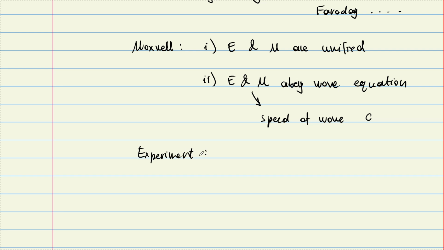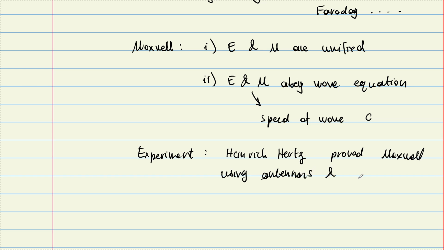An experiment for this Maxwell prediction came from Heinrich Hertz. Okay, I may have a hard time pronouncing his name, and he's the guy who invented antennas, right? Radio waves, antennas. I think we are in the digital age. Nobody is using radio waves now, but I think they are still used. And he invented those to prove Maxwell equations. So, proved Maxwell using antennas and radio waves.